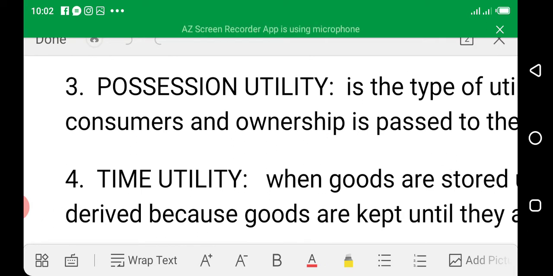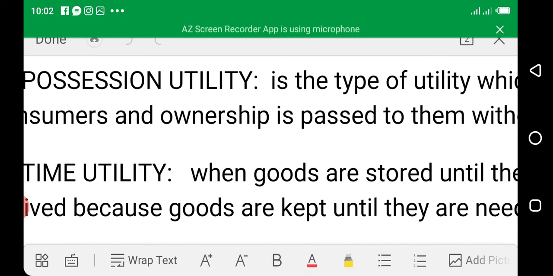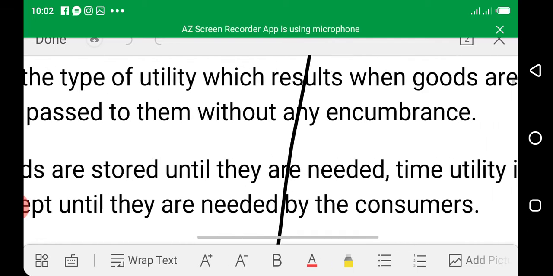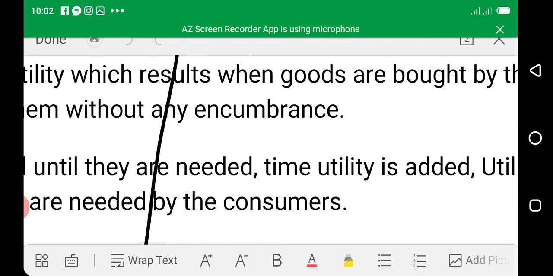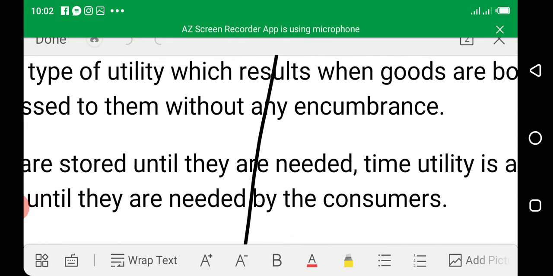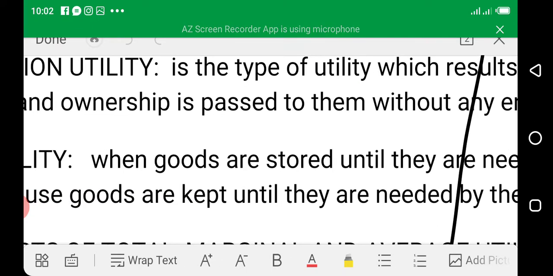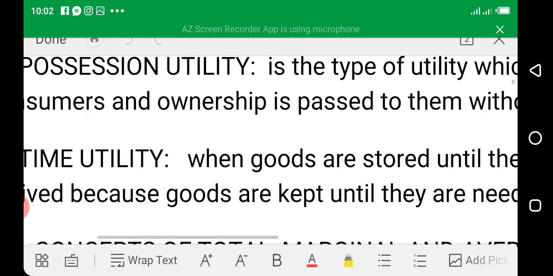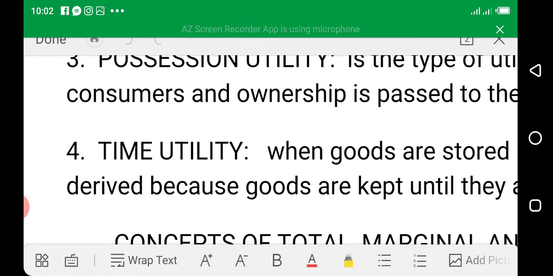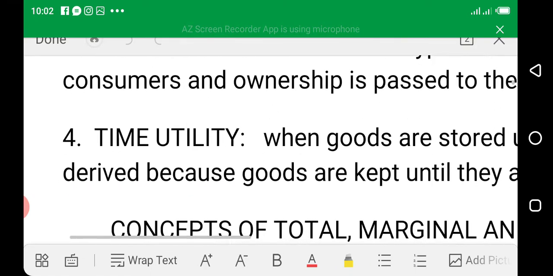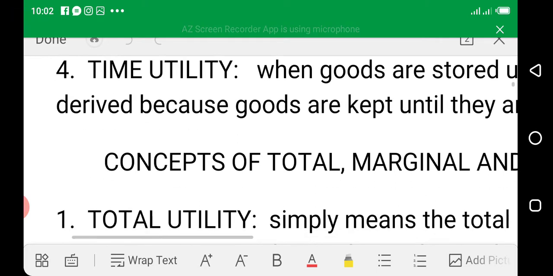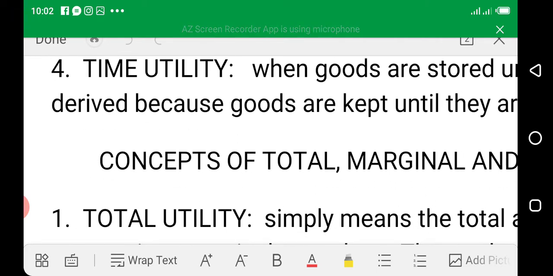Then possession utility is the type of utility which results when goods are bought by the consumers, and the ownership is passed to them without any encumbrance. That is, as soon as they pay for a particular product, it has automatically become theirs. So that is what we refer to as possession utility, because they will have the product in their custody.